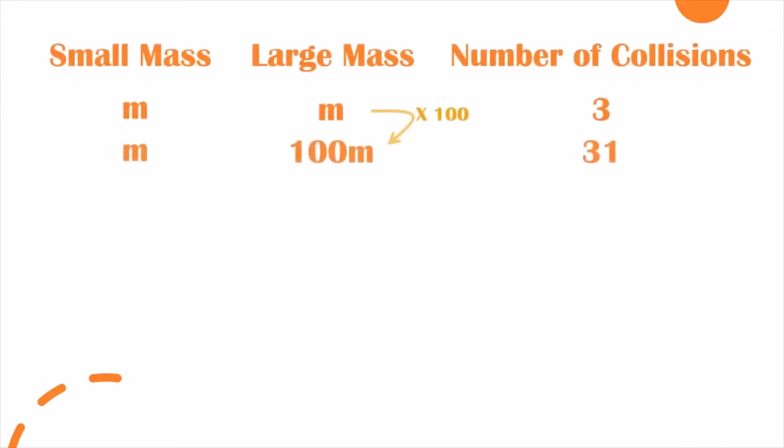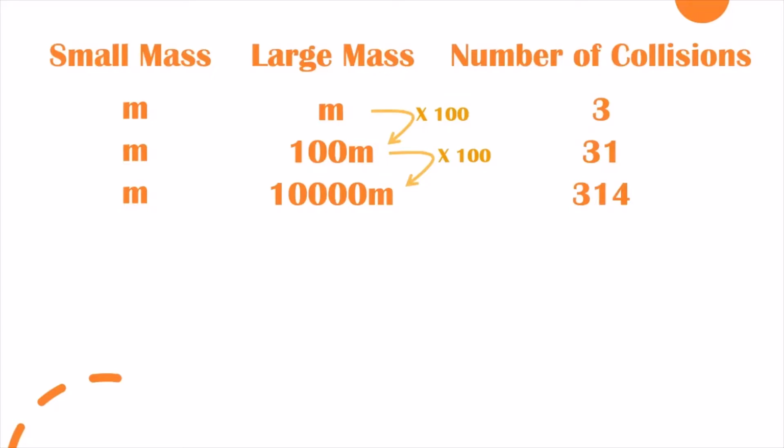These are the two cases that we've already seen. Where the large mass and the small mass are equal, the number of collisions is 3. And where the large mass is 100 times that of the small mass, the number of collisions is 31. So let's have a look at other cases. What about if the large mass is 10,000 times that of the small mass? Then the number of collisions is 314. And there is a pattern.